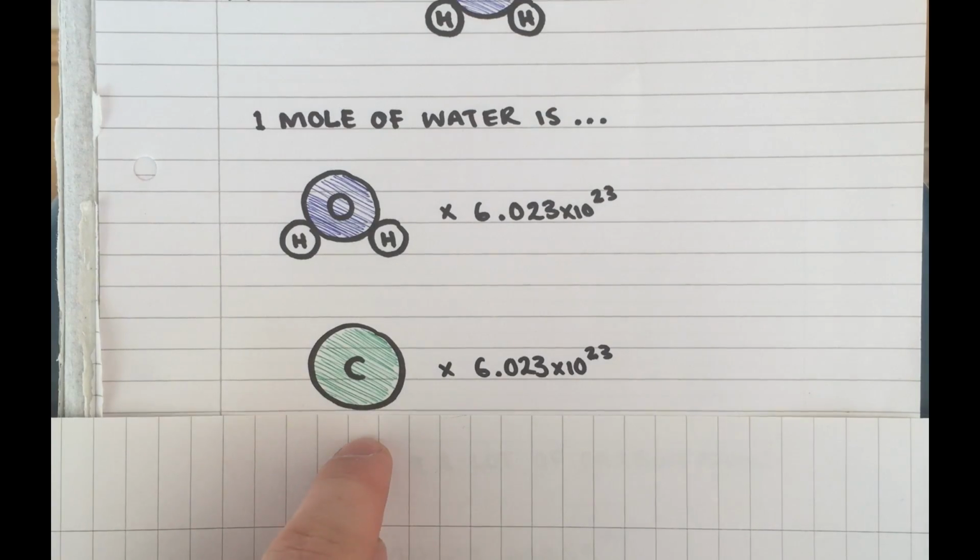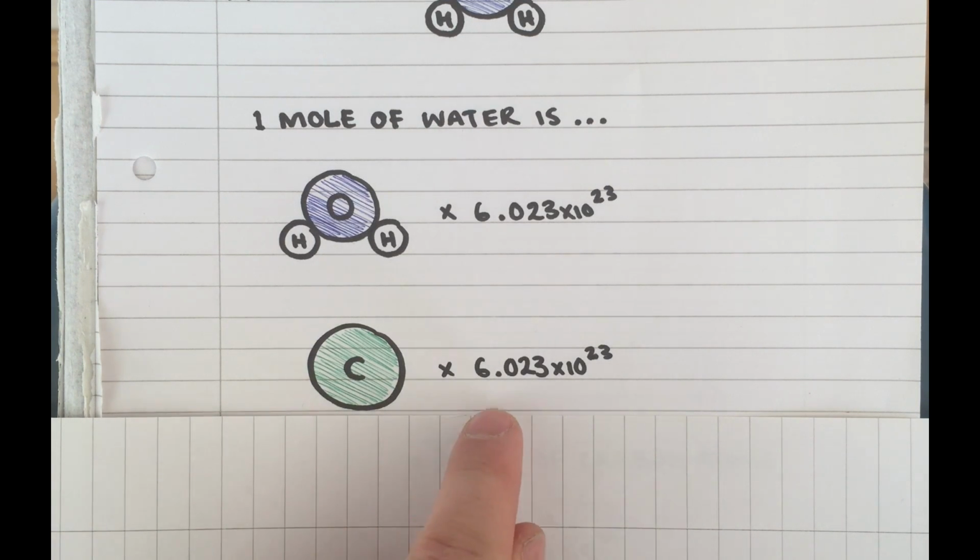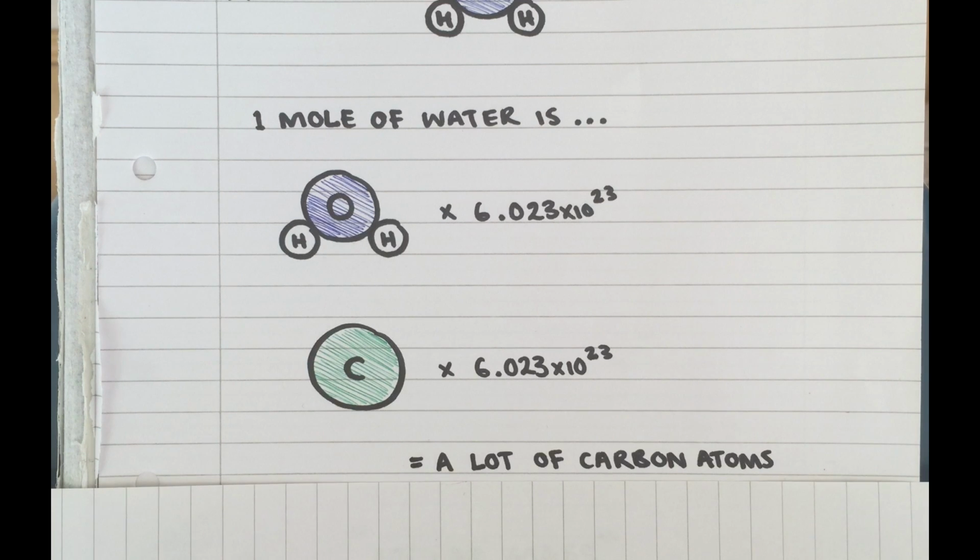So if we go back to our carbon atom, we can see that I've got 1 carbon atom times by 6.023 by 10 to the 23. This means 1 mole of carbon. So if I have this many carbon atoms, which is quite a bit, this means that if I was to weigh them on a scales, I would get the mass of 12 grams.